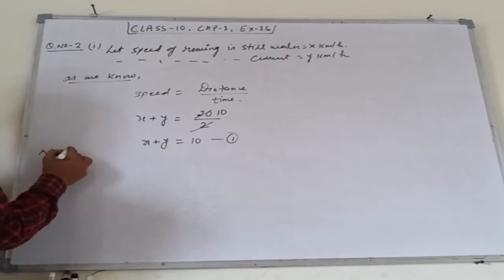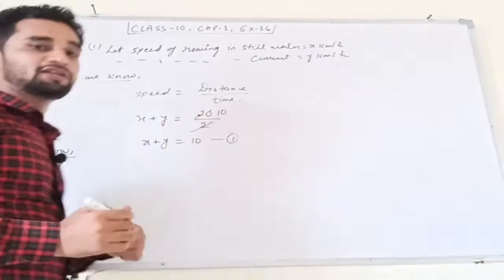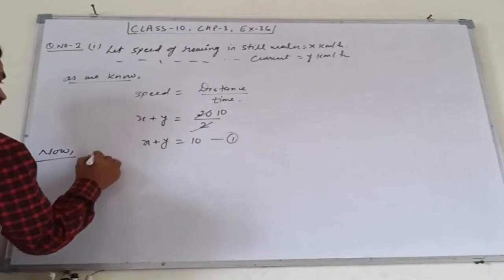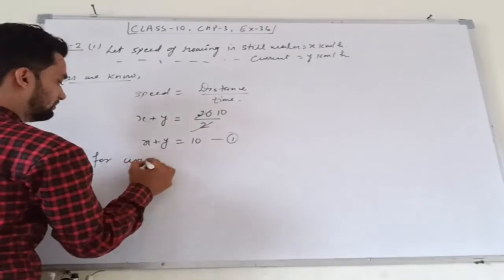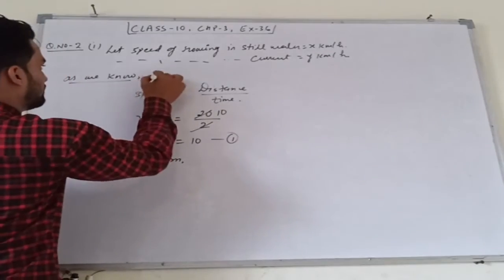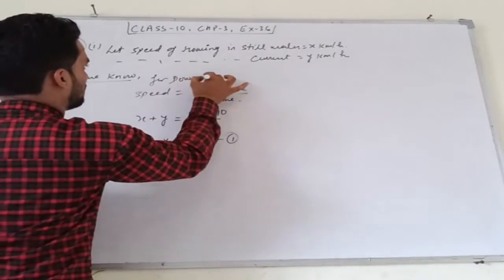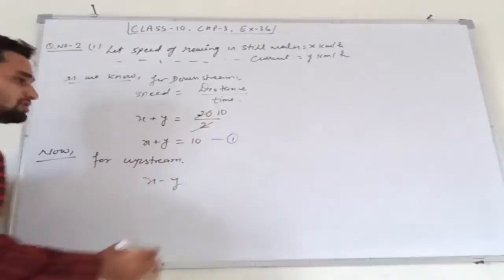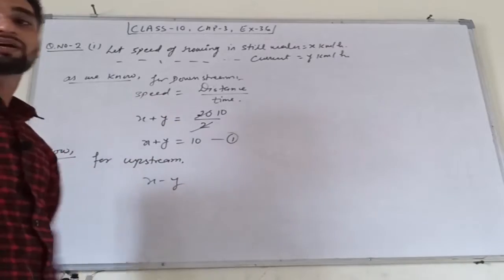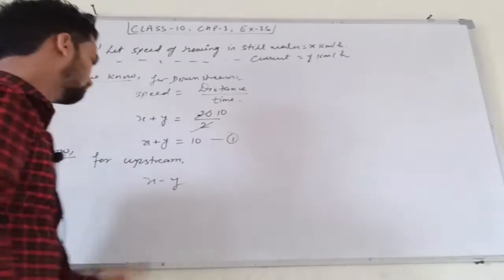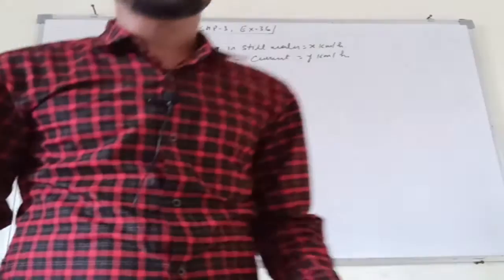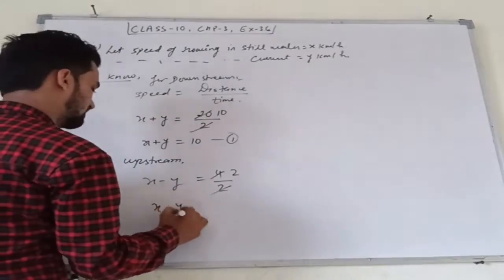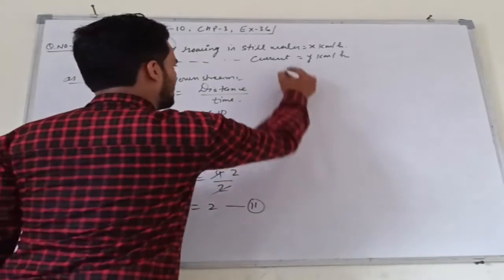And now the second case is speed in upstream. It is given upstream 4 km in 2 hours. So for upstream speed will be minus, because we are rowing against the speed of current, so our speed will be reduced. So x minus y, in that case distance is 4 km and time is 2 hours. This will cancel out, so x minus y equal to 2. This will be the second equation.